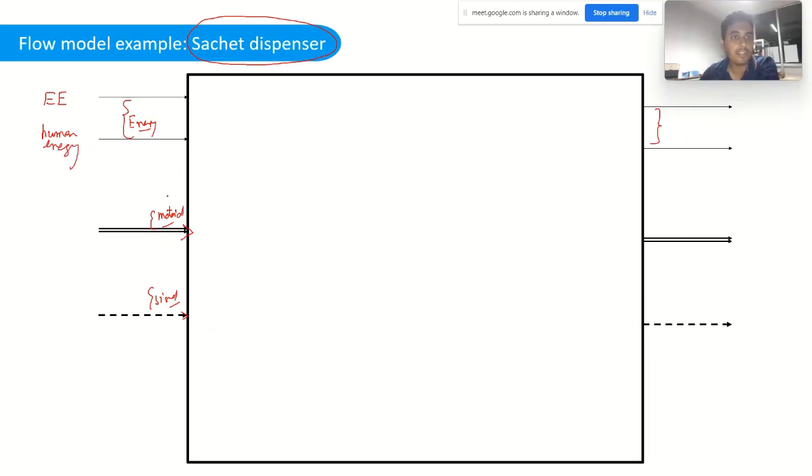In terms of material, we have sachets, because you need to first store sachets, then only you can get them dispensed. And then signals can be like device on/off, then define the number of sachets, so define sachet requirement.